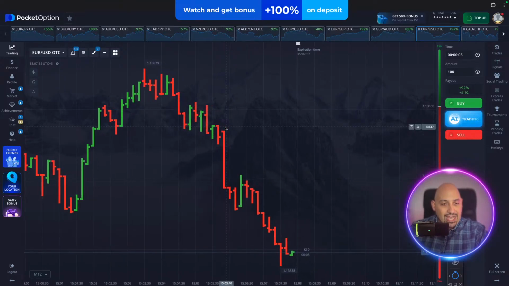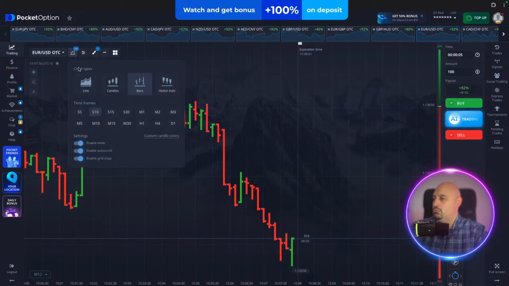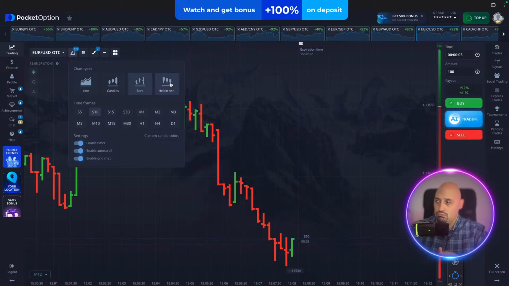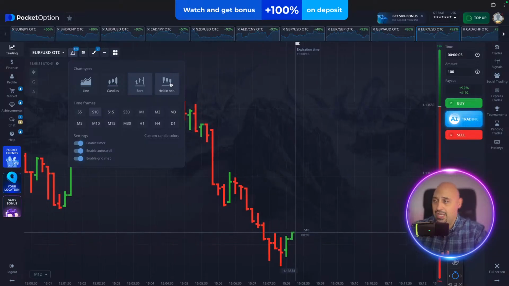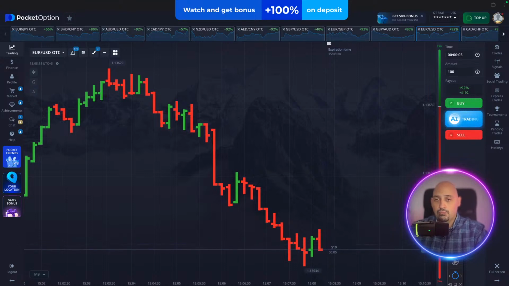Ayomidi says, I use the block charts. Sorry, I don't understand what you mean by block charts. Here we have only line, candles, bars, and Heiken Ashi. I'm not sure if you are perhaps talking about something else. So I'd really like to know your feedback on that. So let's move back to the bar chart.